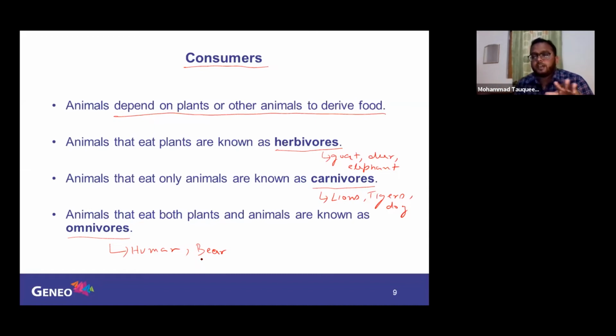So the consumers which derive their food from plants or other animals are known as consumers. There are three types of consumer. First one is herbivores, which eat plants like goat, deer, elephant. There are many other animals also. Second, carnivores, which derive food from only animals like lions, tigers, dogs, and others, leopard also. And next, omnivores is the third one, which derive food from animals as well as plants, like human, bear, and many other things. So these three terms are very important, and questions can be asked on these three terms.